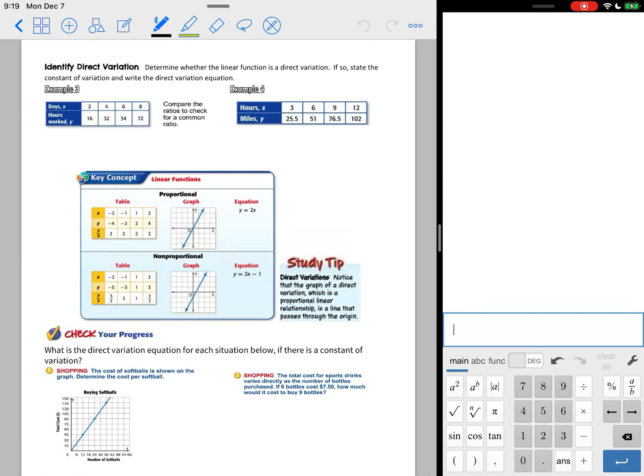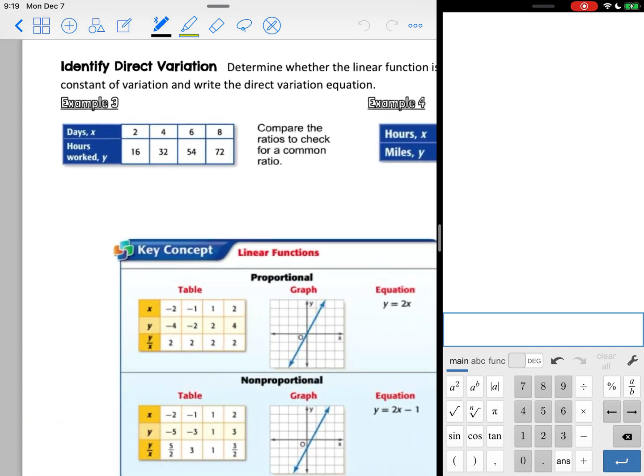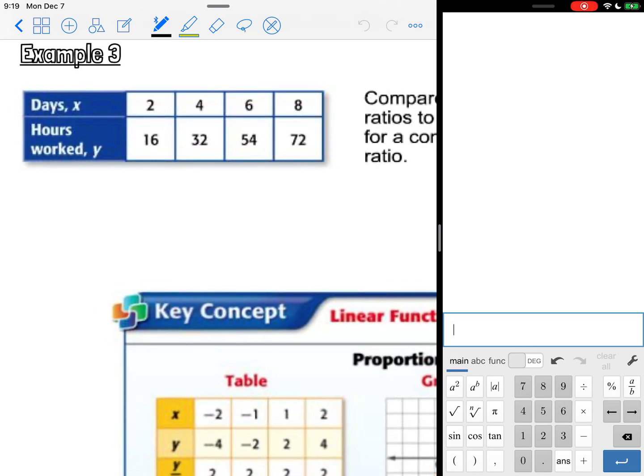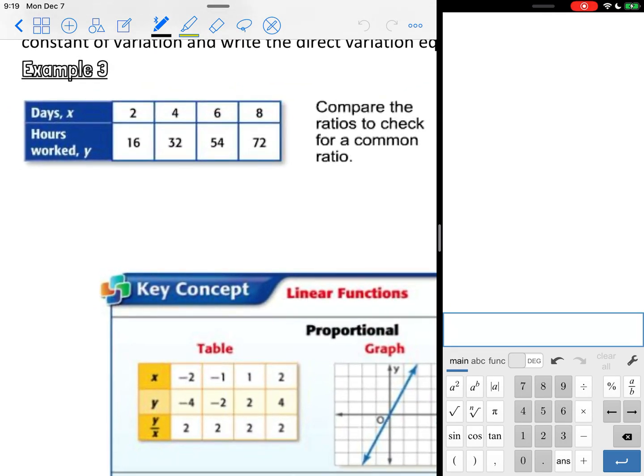The last thing we need to be able to do is to tell if something is direct variation or not from a table. To do that, we're going to compare the ratios to check for a common ratio. And the ratio that we're going to use is y divided by x. For each one of these points in this table, I'm going to take the y value and divide it by the x value, and see if it remains constant. So for the first one, I'm going to do 16 divided by 2. And 16 divided by 2 is 8.